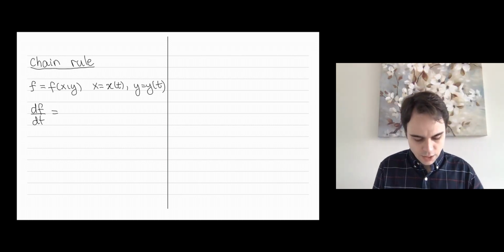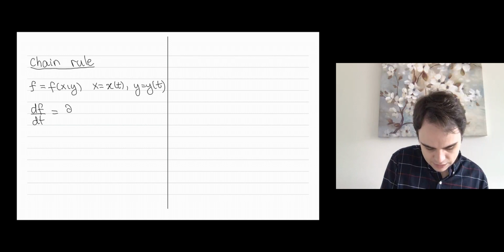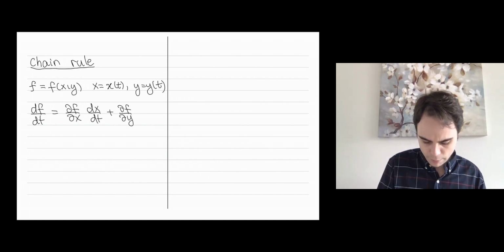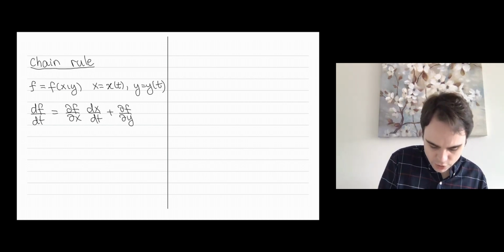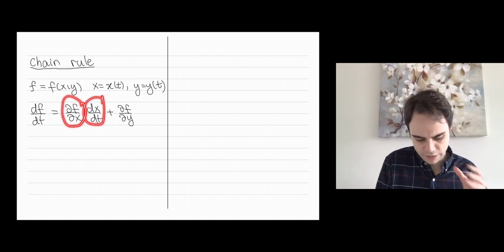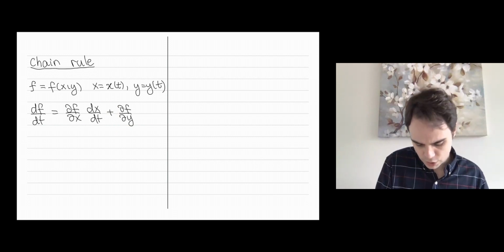And the chain rule just gives me the answer. It tells me that this is the x partial of f multiplied by dx dt, plus a contribution that comes from the y partial. So the first term depends on how f changes with x, and then you multiply by how fast x is changing with t, and then there's the second contribution coming from how f changes with y multiplied by how y changes with t.